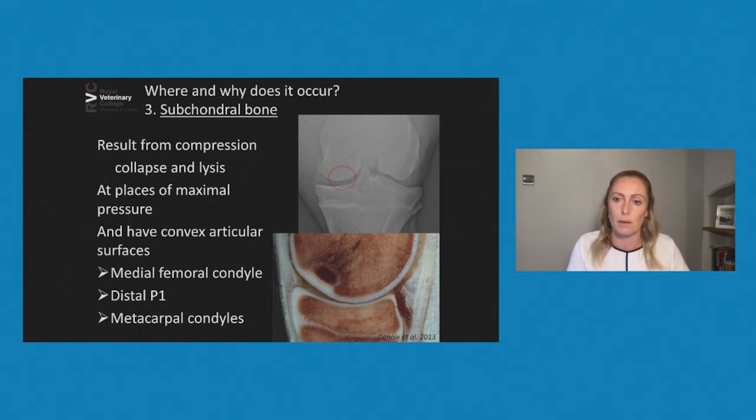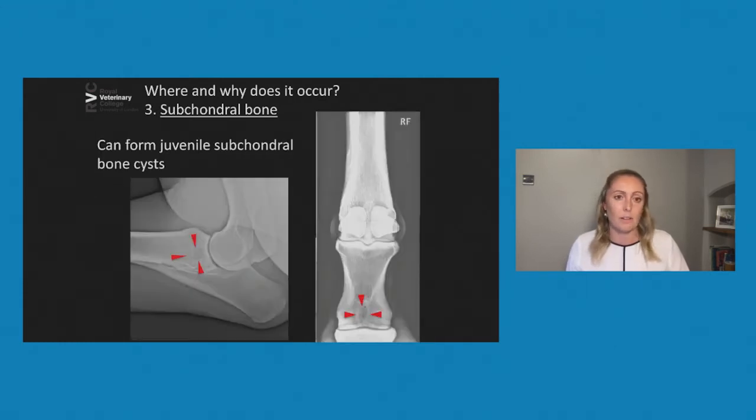These lesions are generally found at focally highly loaded convex articular surfaces, like the medial femoral condyle, the distal aspect of the proximal phalanx, or the metacarpal or metatarsal condyles of the fetlock, as you can see in these diagrams. So we've got a medial femoral condyle in the X-ray and a condyle of the third metatarsal or carpal bones underneath. And these areas can go on to form subchondral bone cysts, which are often diagnosed in yearlings and 2-year-old thoroughbreds soon after they go into training.